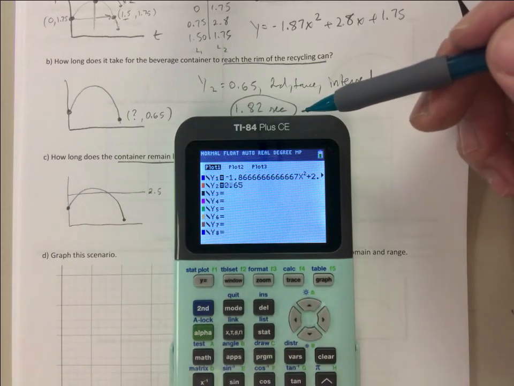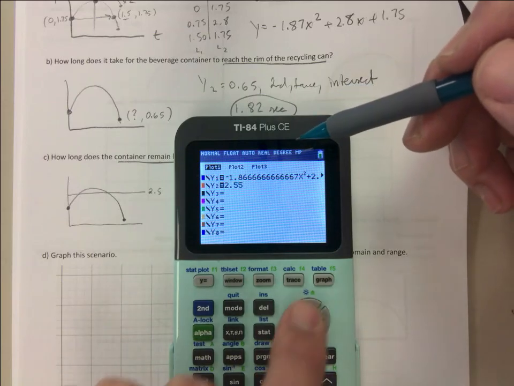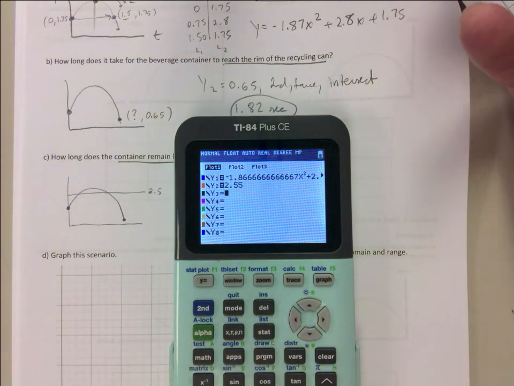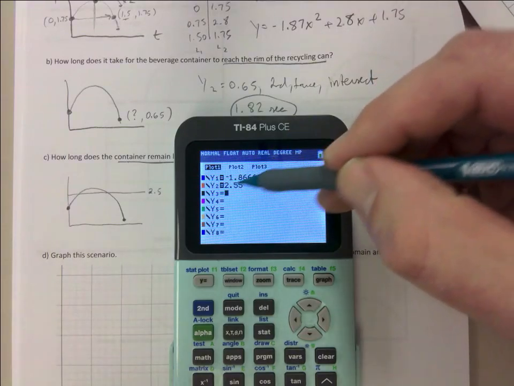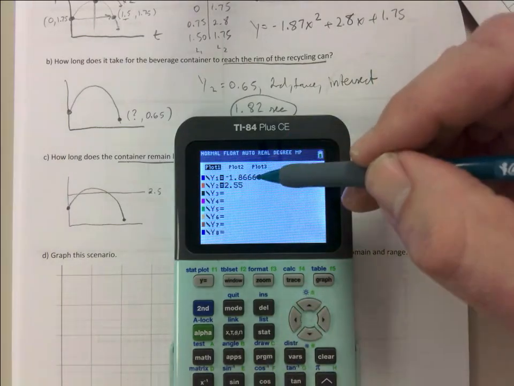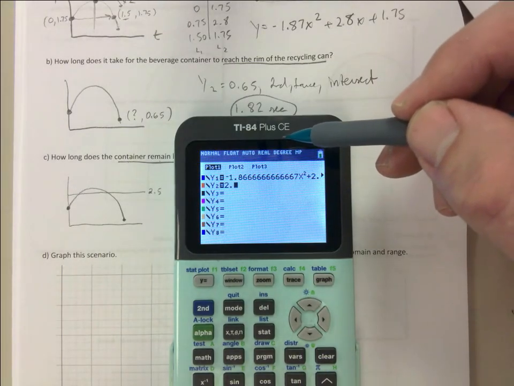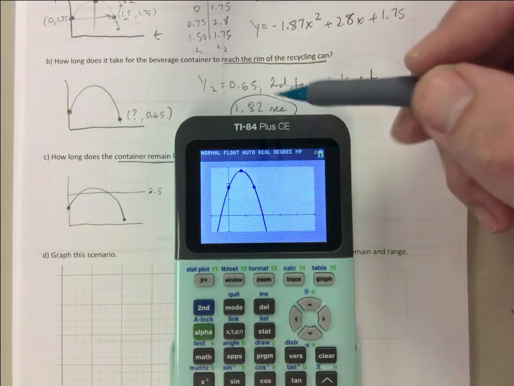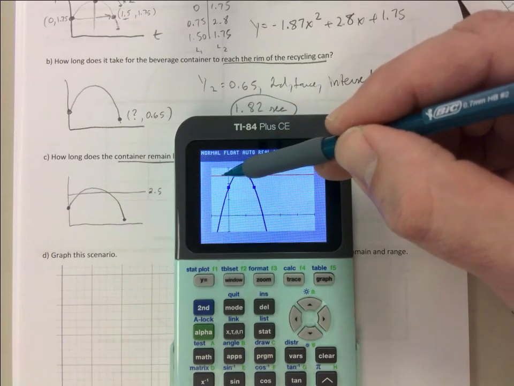This is not right. 2.5 there. There we go. Oops. See what I did there? Watch out. I typed over it, but then it kept the 5 that was already there. So I'm going to clear that, go again. So that's my 2.5 line.